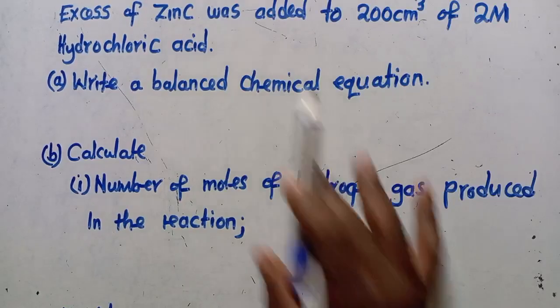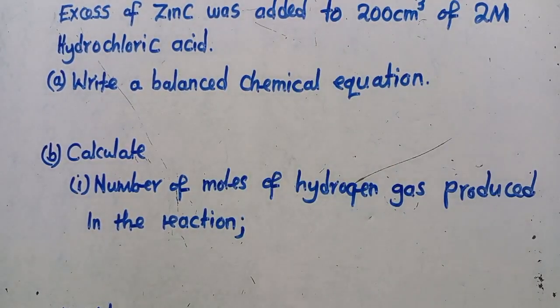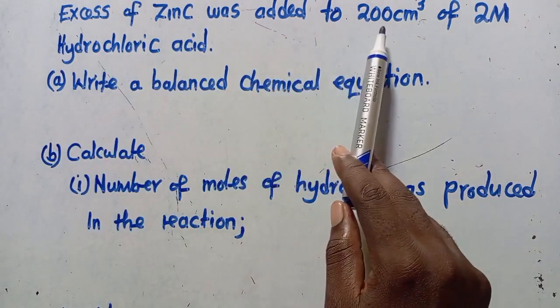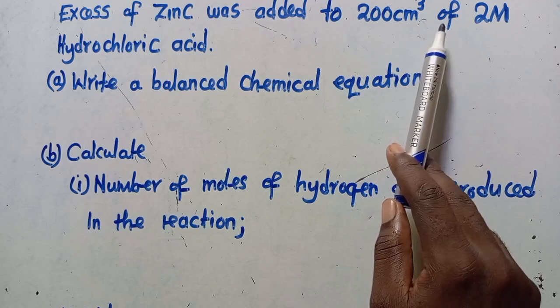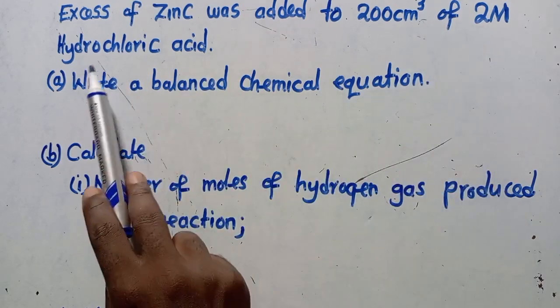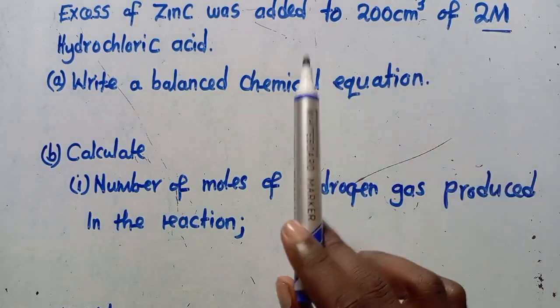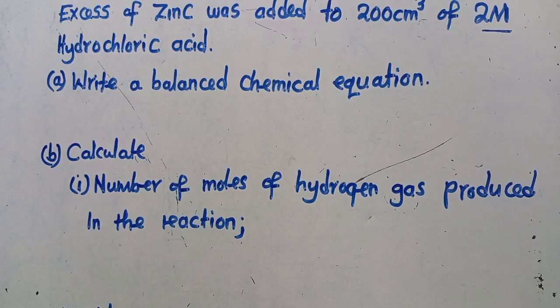We've got this wonderful question in chemistry that came in 2022. So I just want us to revise through this and see how we can answer this particular question. Excess of zinc was added to 200 cubed centimeters of 2 molar hydrochloric acid. I told you what molar means. It means mole per cubed decimeters.